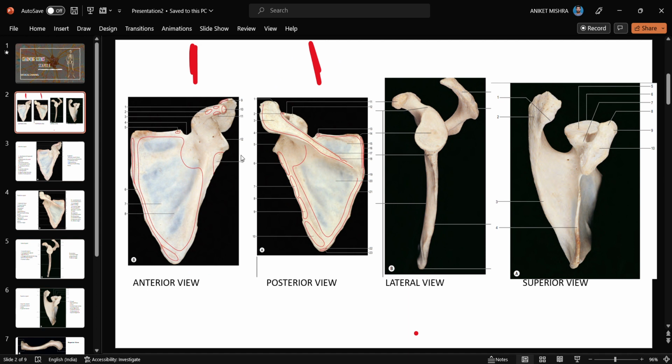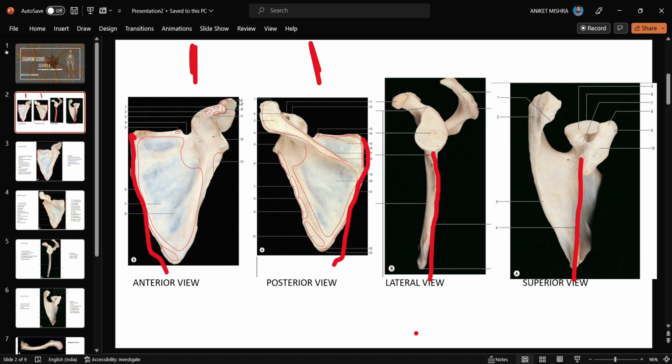It has three borders. The superior border we can see in the superior view. Let me mark it correctly. Yes, this is the superior border which is present on the scapula. It has a lateral border, which we can see here, and the medial border. This is the medial border in a posterior view, which lies toward the vertebrae or the spine of the body.